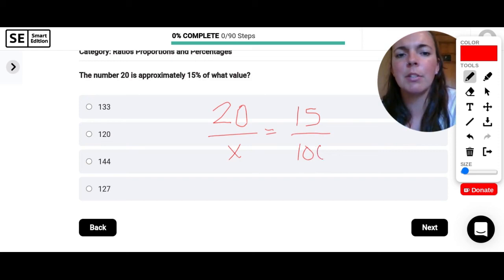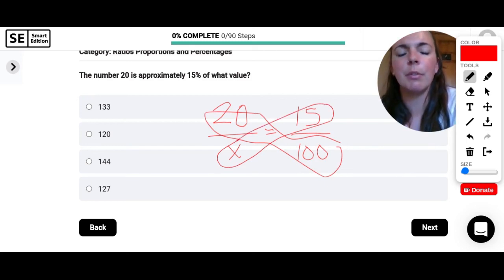So from here, we can just cross multiply. 20 times 100 equals 15x. So 2,000 would equal 15x. When we take 2,000 and divide it by 15, we're going to get approximately 133. So number 20 is approximately 15% of 133.